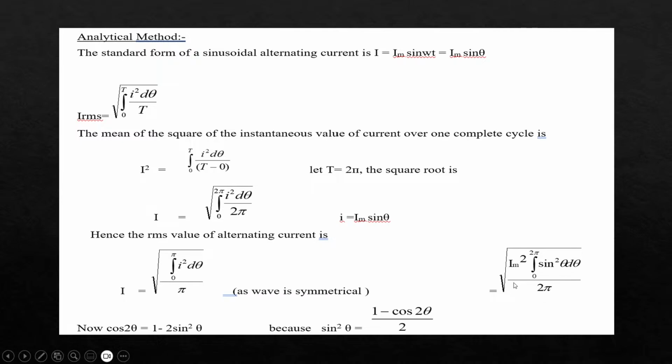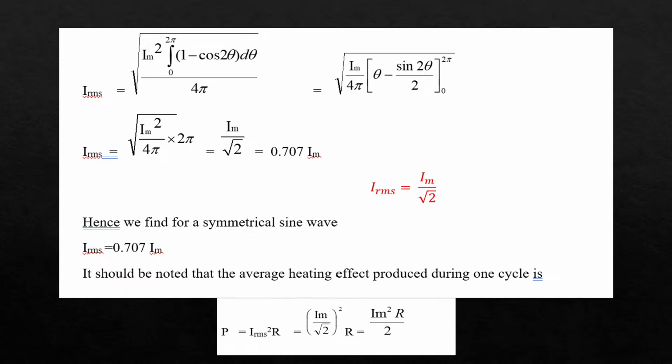What happened is I m square sine square theta d theta on 2 pi. A 2 is multiplied up and down, so it gets cut out. The simple reason is this formula: 2 sine square theta is 1 minus cos 2 theta. So that is what they write upon 4 pi. I don't know why they did that, but it's fine.